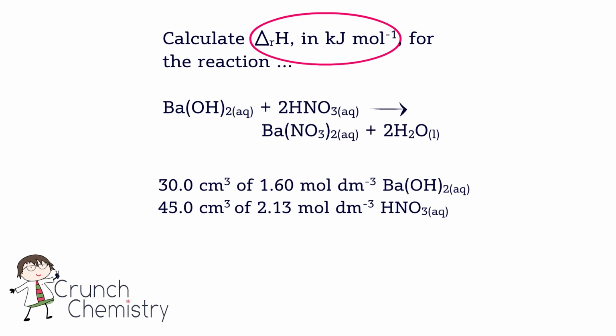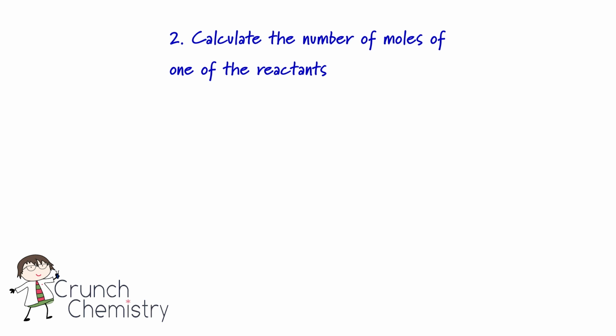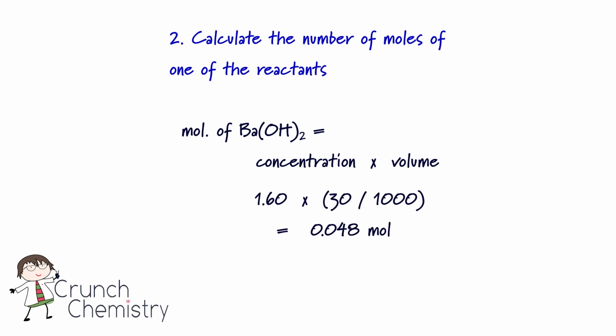It doesn't matter which reactant we choose. So number of moles of barium hydroxide equals the concentration times the volume. The concentration in the question was given as 1.6 moles per decimetre cubed, and the volume was 30 centimetres cubed. But it needs to be in decimetres cubed, so hence the 30 is divided by 1,000. So the number of moles of barium hydroxide that were neutralised in this reaction is 0.048 moles.